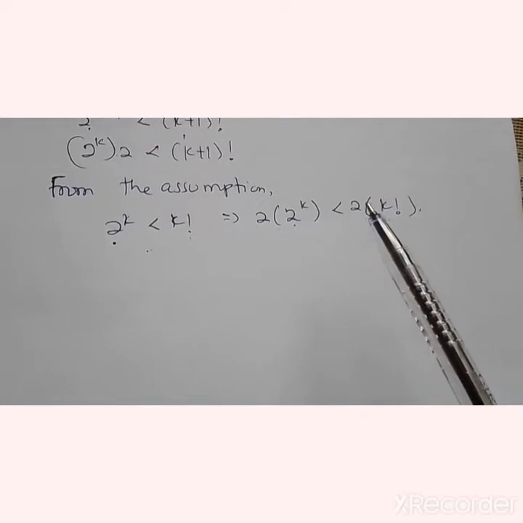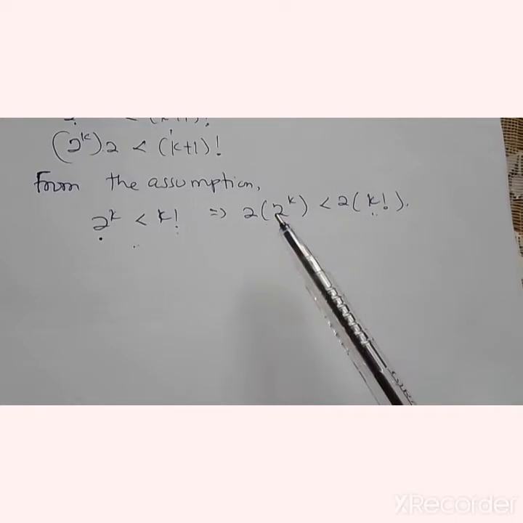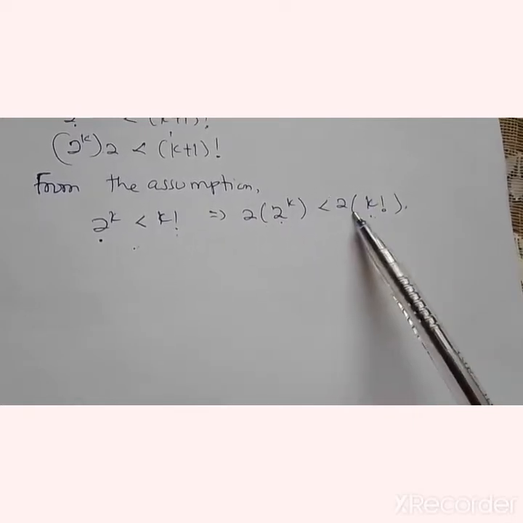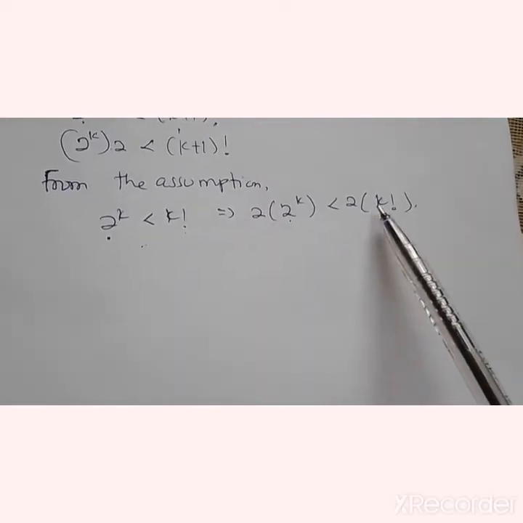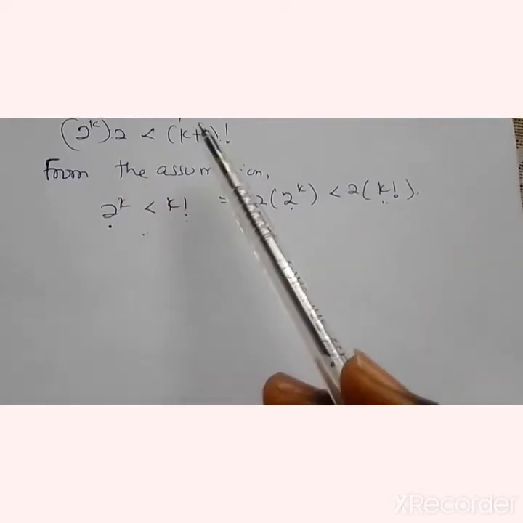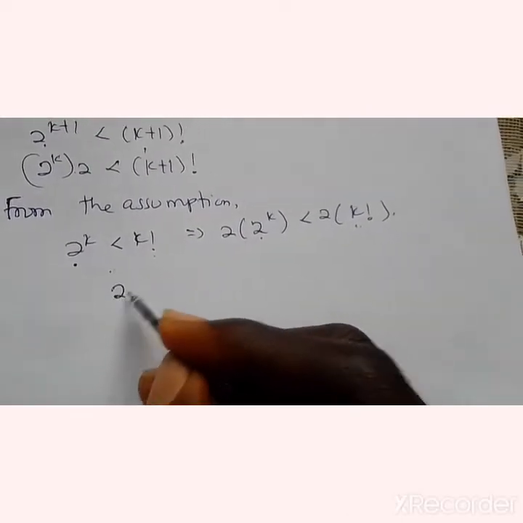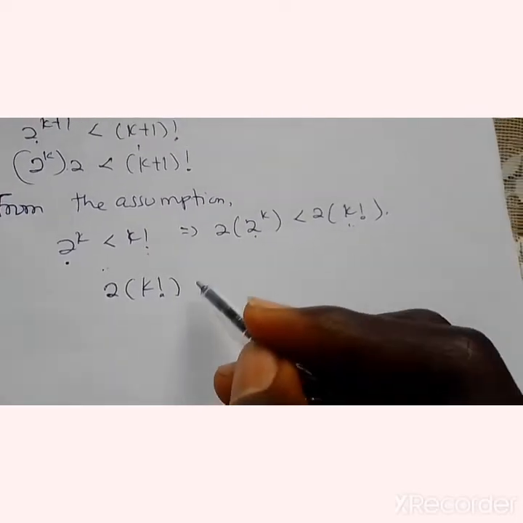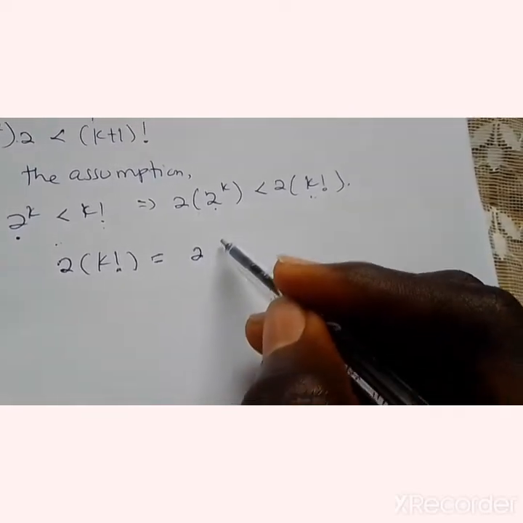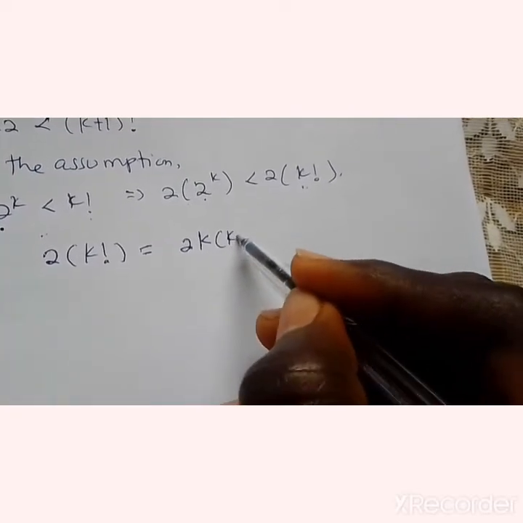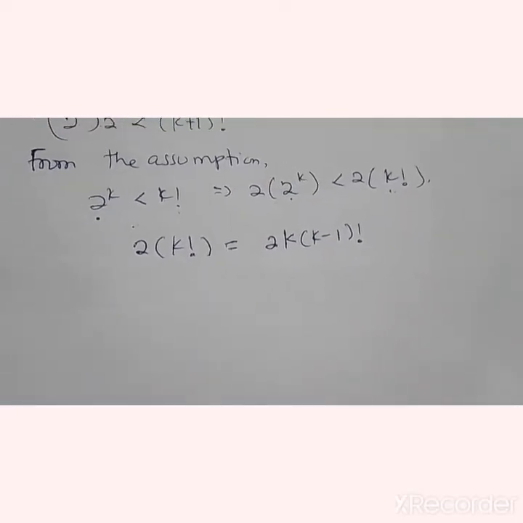So now let's see how we will prove this. To do this, you have to show that this one is less than this, so that if this one is less than this and this one is less than this, then this one is indeed less than that. So from here, we can see that 2 multiplied by k factorial is the same as 2 multiplied by k, and k factorial is the same as k multiplied by k minus 1 factorial. That is for this part.